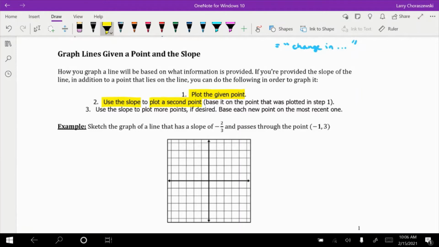So step 3 is kind of an optional one. You'll use the slope to plot more points if desired. And each new point that you plot is going to be based on your most recent one.